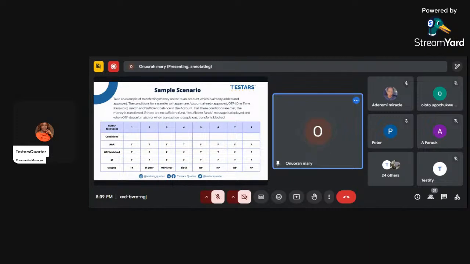So now we want to test this particular app, or this particular feature, the transfer feature, and we want to ensure that we have maximum test coverage. So we're going to be using the decision table technique basically. How did I come up with this table that you're seeing on my screen?